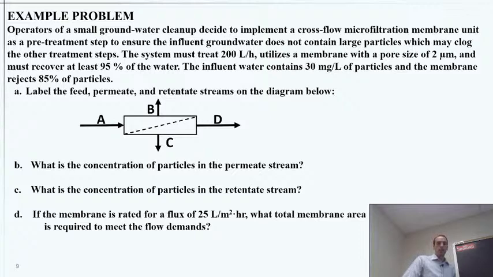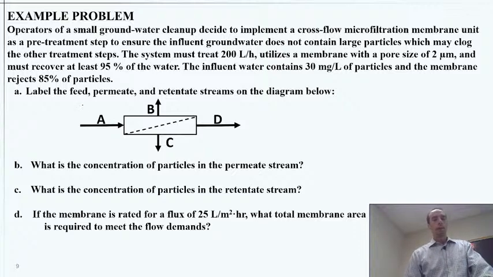And then part D, if the membrane is rated for a flux of 25 liters per square meter per hour, what total membrane area is required? Okay, so this is kind of stuff we've done. We've seen problems on this type of thing.